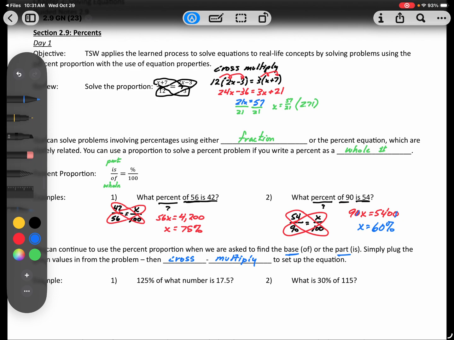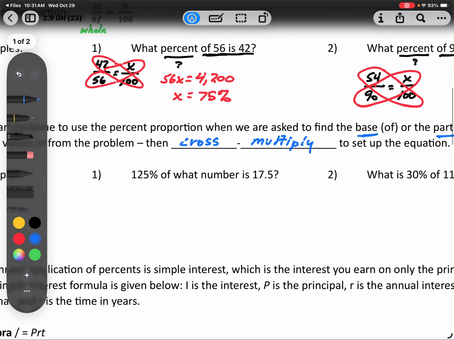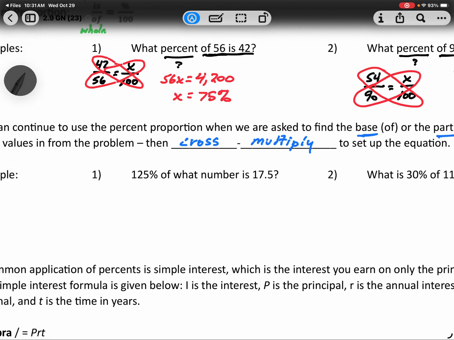So let's take a look at example 1. It says, 125% of what number is 17.5? So what do we have given? We have a percent value, we have an is, we already know percent is out of 100, and then we know what we're trying to figure out. We're trying to figure out the of. And so we can plug these values in. So I have 125% of what number is 17.5.